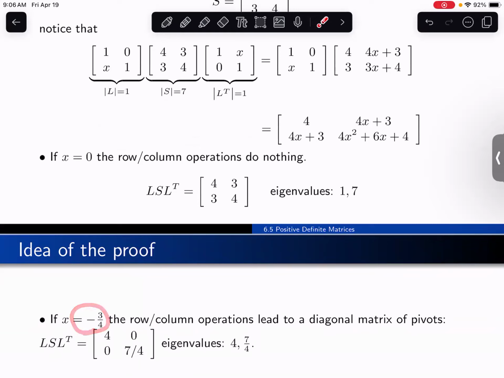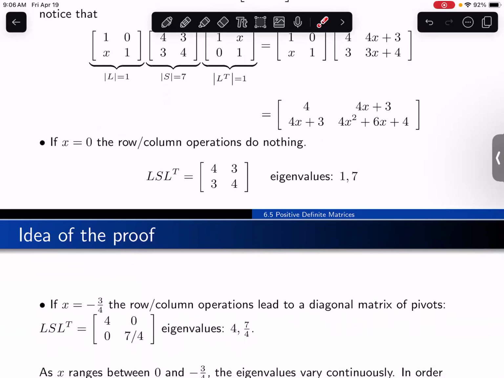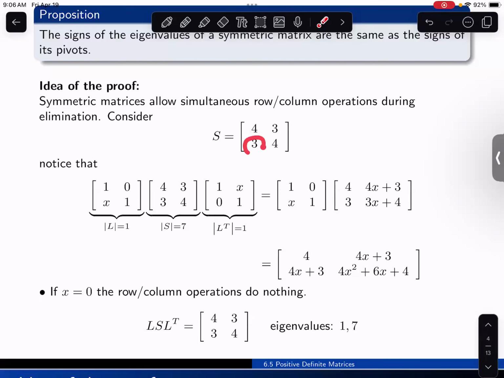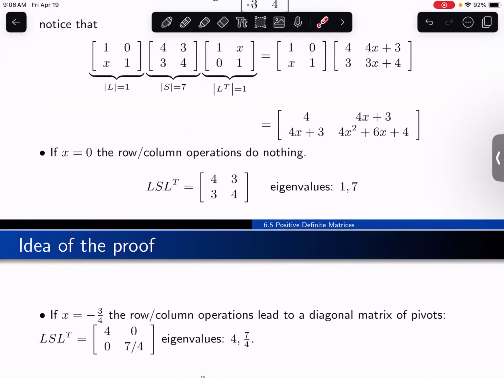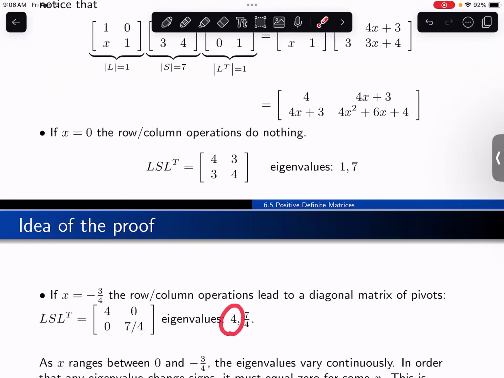And then the other x value of interest is going to be x is equal to minus 3 over 4. So if we let x be equal to minus 3 over 4, it's equivalent to just reducing our original matrix into a diagonal matrix. Or really, it would be upper triangular, but we lucked out in that the diagonal entries are the same, the off-diagonal entries are the same. But yeah, if you let x be equal to minus 3 over 4, you just end up getting this diagonal matrix. And you can see that the eigenvalues of this diagonal matrix are going to be 4 and 7 over 4.